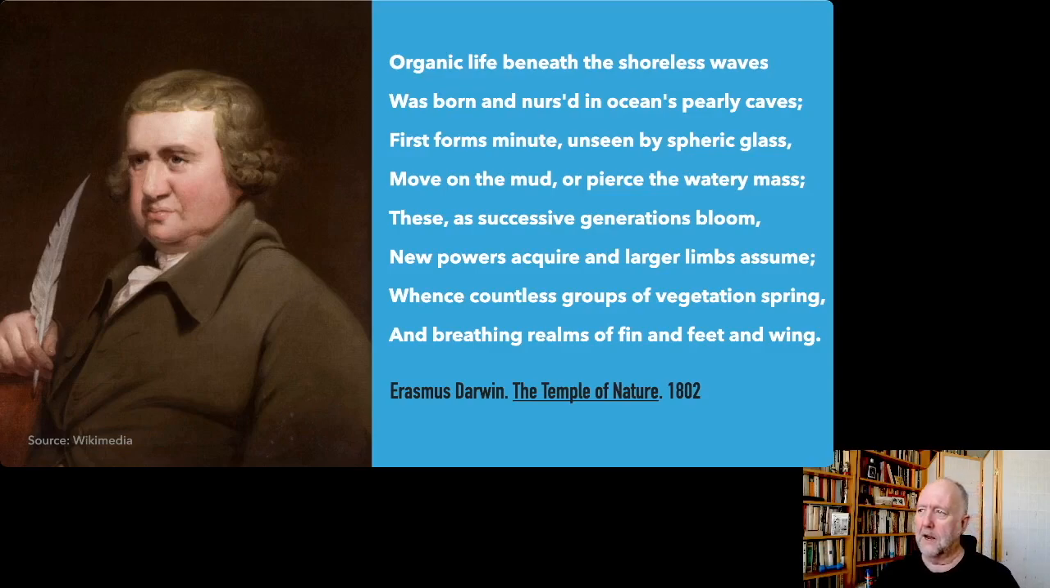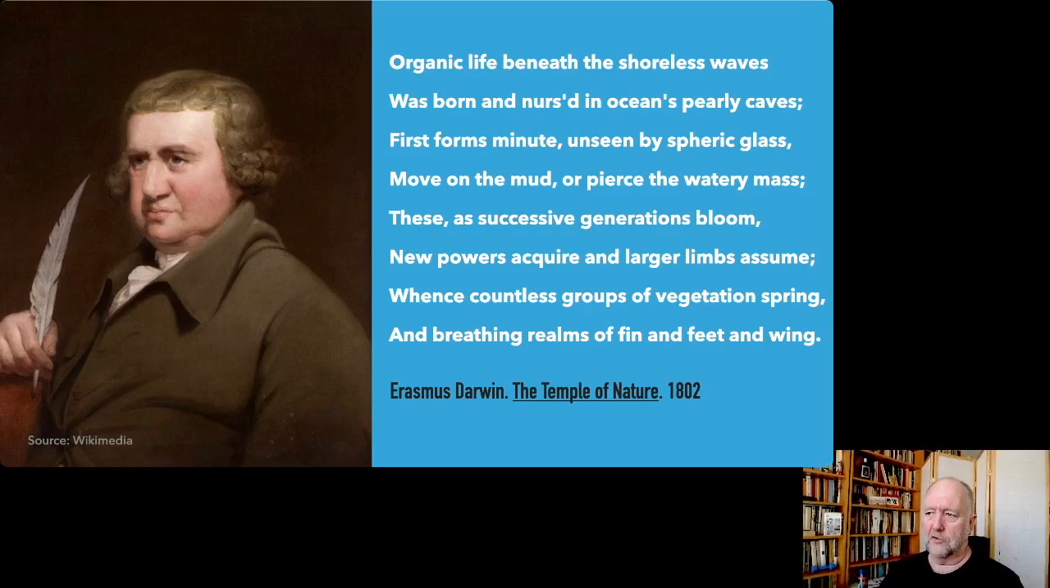But he has a passage. I mean, among other things, he anticipates natural selection, which is not surprising. Natural selection was something that many people talked about. But here is a passage. I'm going to read it because it's almost Vogon-like poetry. "Organic life beneath the shoreless waves was born and nursed in ocean's pearly caves. First forms minute, unseen by spheric glass, move on the mud or pierce the watery mass. These, as successive generations bloom, new powers acquire and larger limbs assume, whence countless groups of vegetation spring and breathing realms of fin and feet and wing."